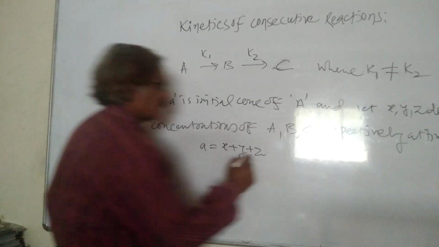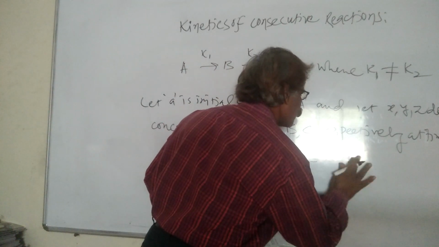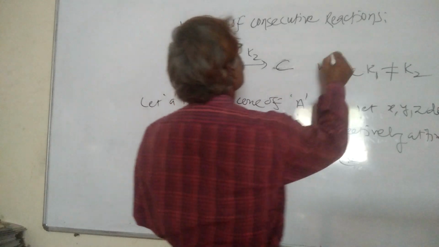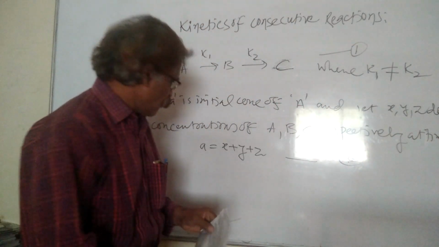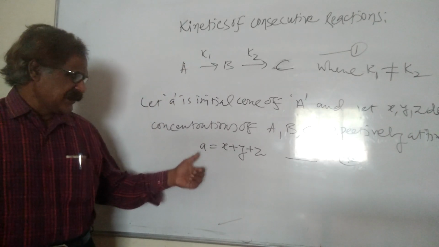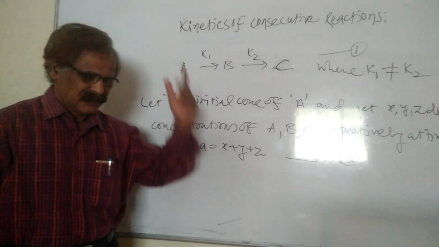And let us suppose this is equation number 2. This is equation number 1, and this is equation number 2, where small a is equal to x plus y plus z.